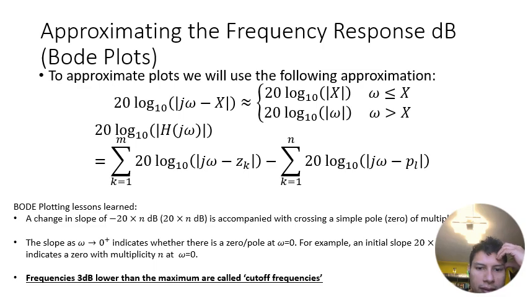Okay, so let's make sure that I went over everything. Okay, so one last thing is that whenever your response falls by 3 decibels from the maximum, that's called a cutoff frequency. And the reason this is significant is because when you fall 3 decibels, it means that your response has fallen by 1 over the square root of 2.